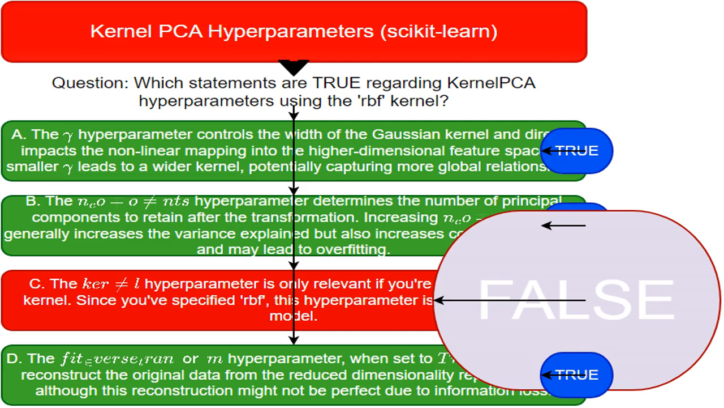Statement C is false. The kernel hyperparameter is important. It specifies the type of kernel to use. Even if I've chosen RBF, the parameter still exists and would be used if I selected a different kernel like linear, poly, or sigmoid. Ignoring this parameter isn't a good idea.